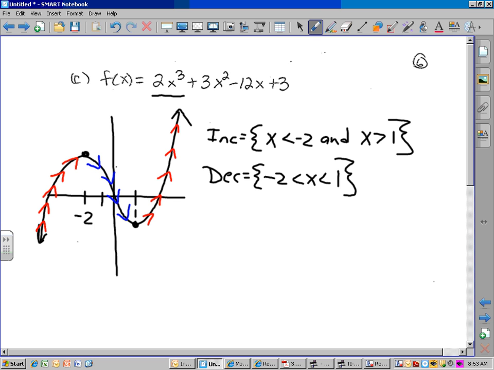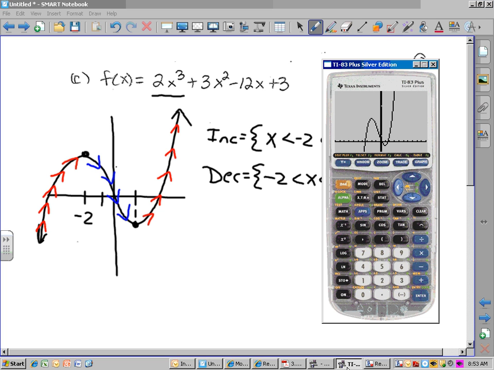So we have 2 intervals of increasing, 1 interval of decreasing. And if we look at the calculator, we can see that the graph is going up, stopping, going down, stopping, and then going up. Increase, decrease, increase.